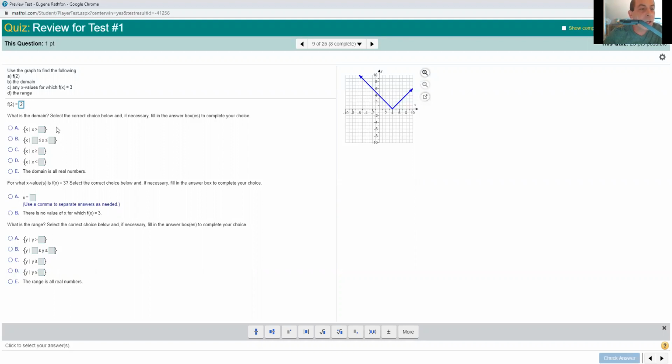Now it wants to know the domain. So the domain is the x's here. But y'all, this graph has arrows that keep going forever to the left. It has arrows that keep going forever to the right. So since I'm going forever to the left, forever to the right, the domain would be all real numbers.